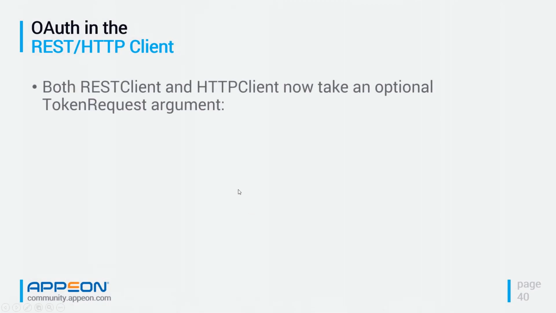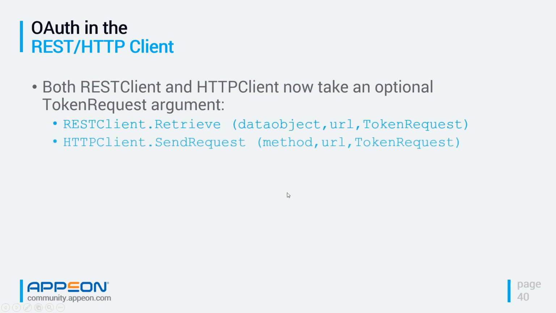Now you don't have to use the new OAuth client. If you're already using the RESTClient or the HTTPClient, or if you want to use those instead, in R3 they've been modified and they take a token request, the same argument that you're passing in your access request in the OAuth client. They take that same token request object as well in the retrieve method for the REST client or from the send request method of the HTTP client.